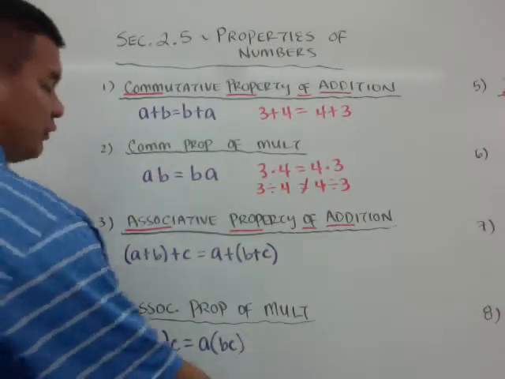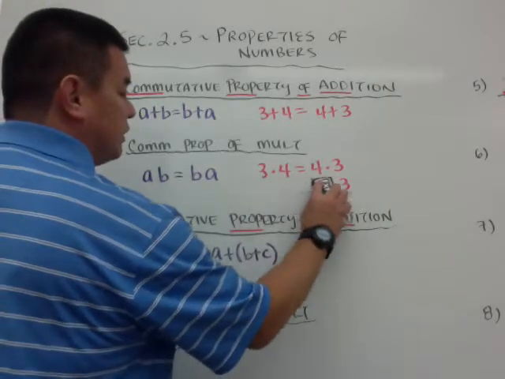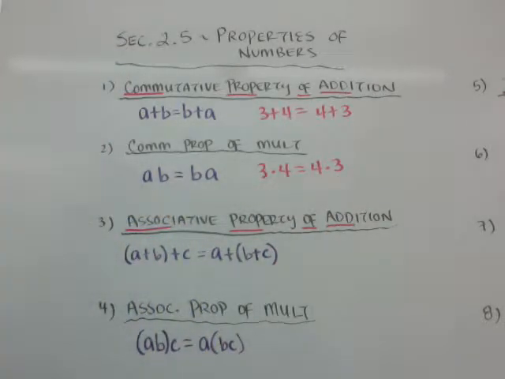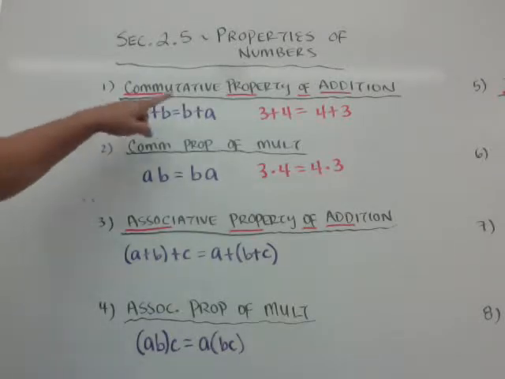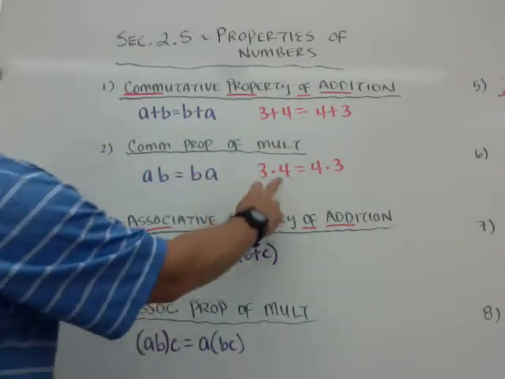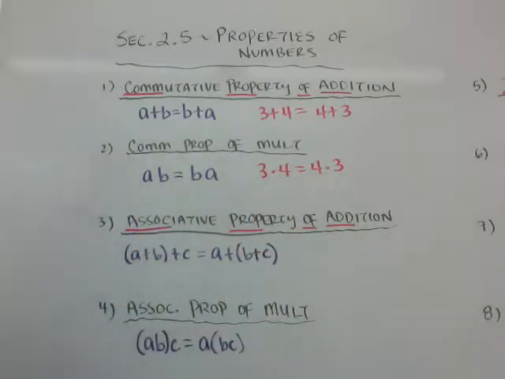So it only works for addition and multiplication. It does not work for subtraction or division. So again, commutative property means you can move it, you can change the order. You can move them. Commutative.